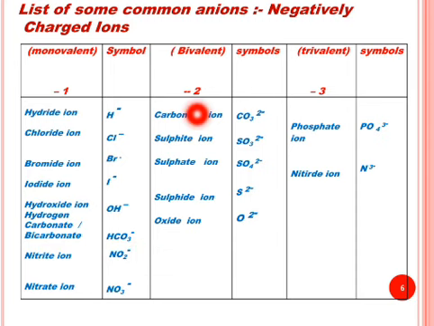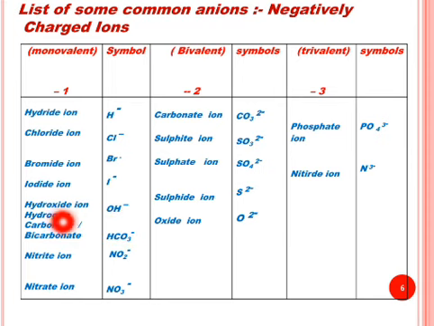Bivalent ions carrying -2 charge: carbonate ion CO3 2-, sulfite ion SO3 2-, sulfate ion SO4 2-, sulfide ion S2-, oxide ion O2-. See trivalent anions carrying -3 charge: phosphate ion PO4 3-, nitride ion N3-. So students, you can see some polyatomic ions are also listed in this table.